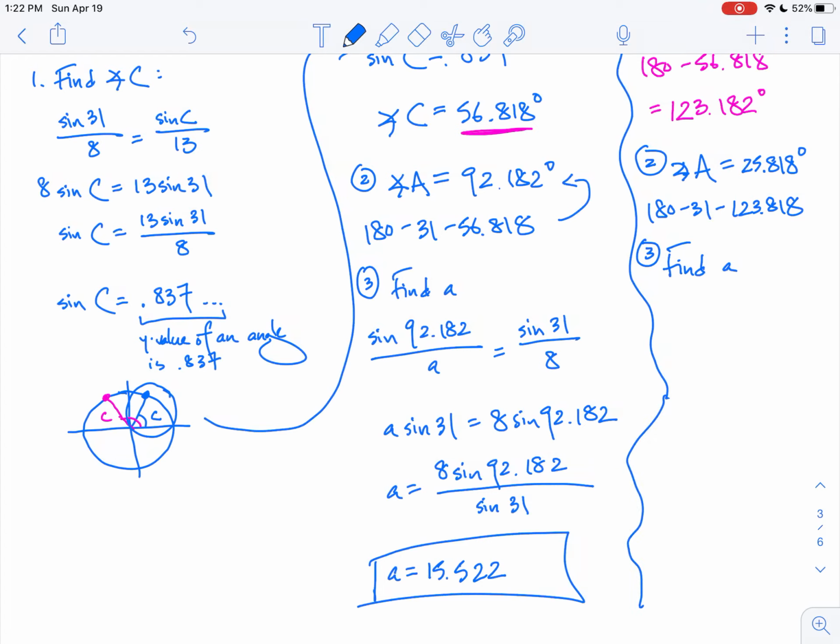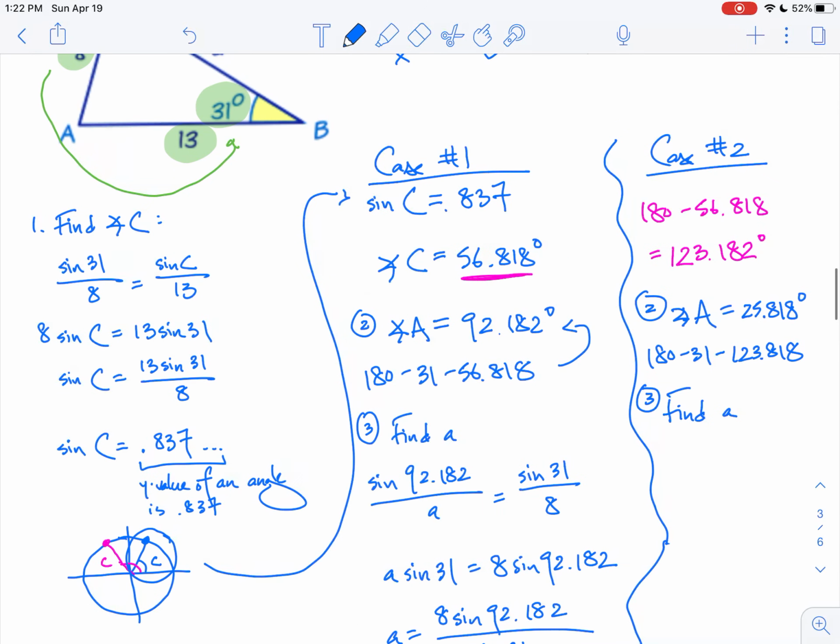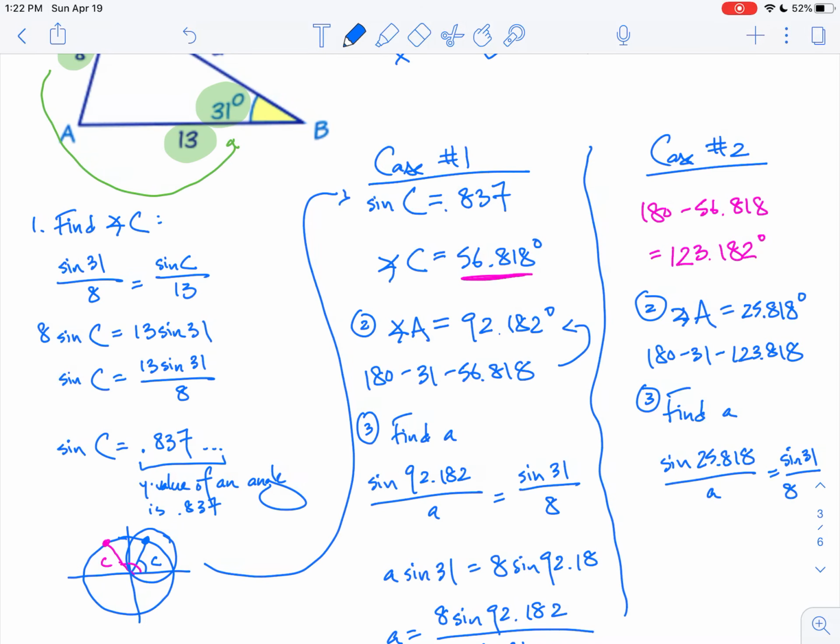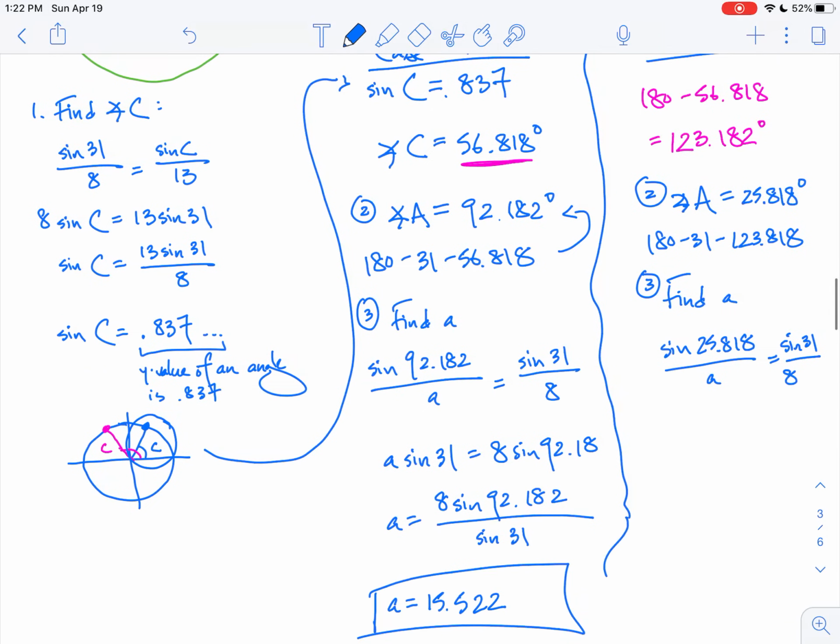But let's see if we can do the same setup with case number 2 and come out with another number for little a. So I'm going to set up the same way where I'm going to have sine 25.818 over little a equals sine 31 over 8. Sorry, that's so squeezed. Let me move this over a little bit, give myself some more room.